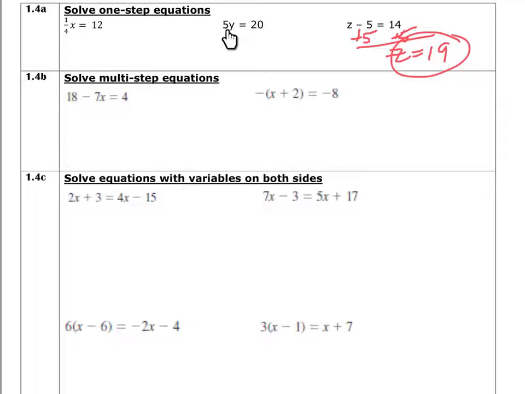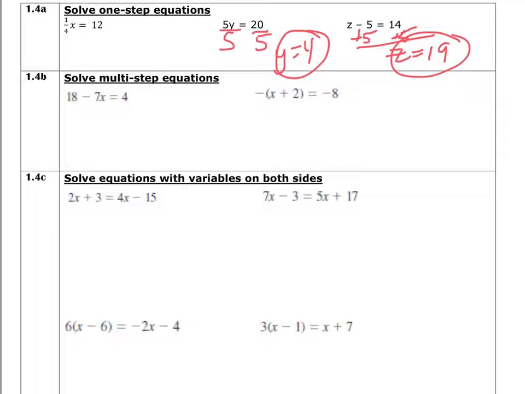For the second one, it's 5 times y equals 20. To get y by itself, if it's being times by 5, to back that out, you divide by 5, which is called its inverse. So divide by 5. 20 divided by 5 is going to be 4, so y is 4.